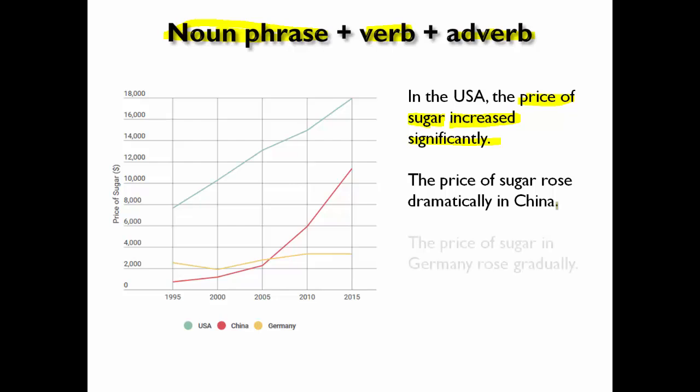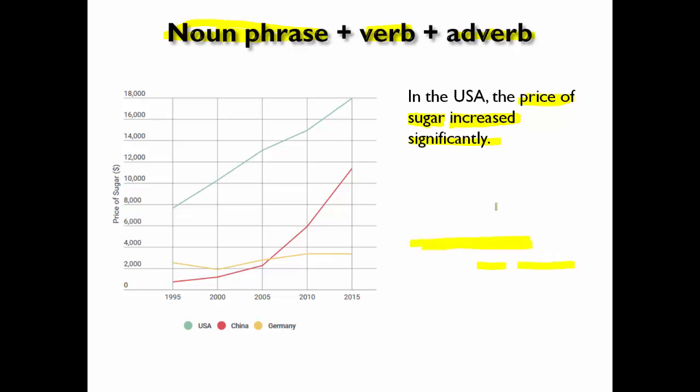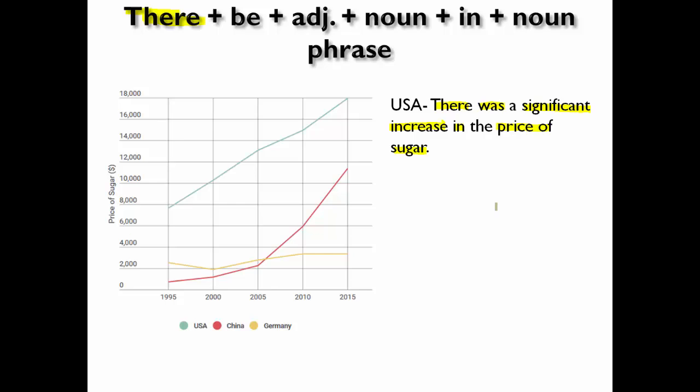Very simple. Now we've changed it a little bit more. We've put the country in the middle of the sentence. Again, absolutely fine. The price of sugar in Germany rose gradually. So the price of sugar, noun phrase, verb, rose, and adverb gradually. Now, there's no rule that says you should use noun plus verb plus adverb instead of there plus be plus adjective plus noun plus in plus noun phrase. Just use the one that you're comfortable using. Whatever one you're most confident about using, use that one. I just want to show you both.